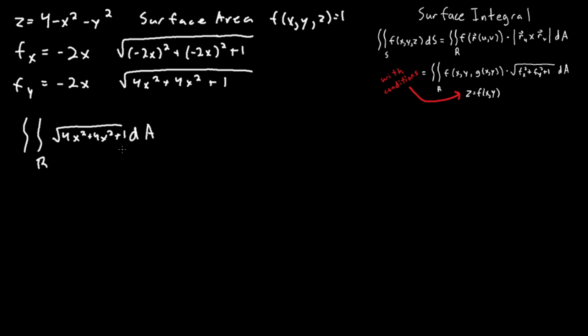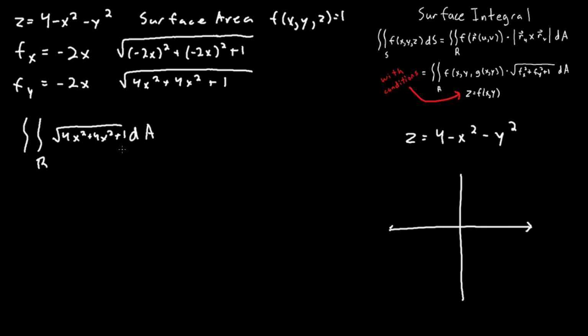Polar coordinates, our best friend. Going back to that. So how do you find your region? Well, your region is just on your xy plane. So let's read our function here. Our function is 4 minus x squared minus y squared. So your region is just any region on the xy plane.